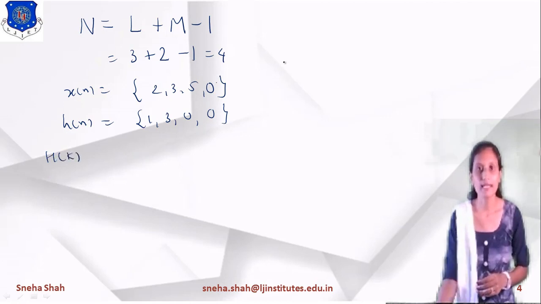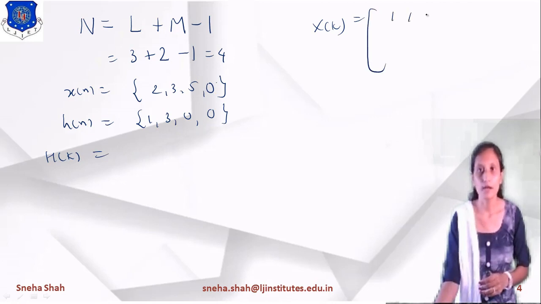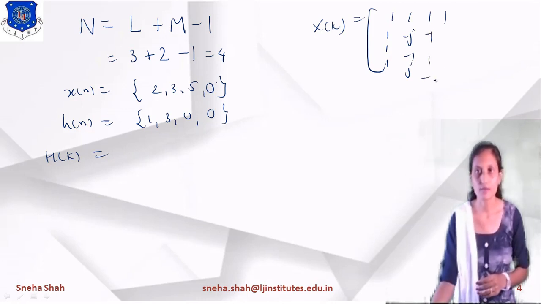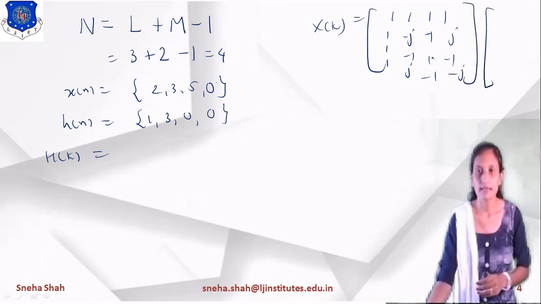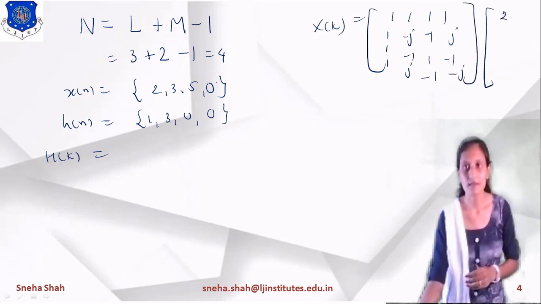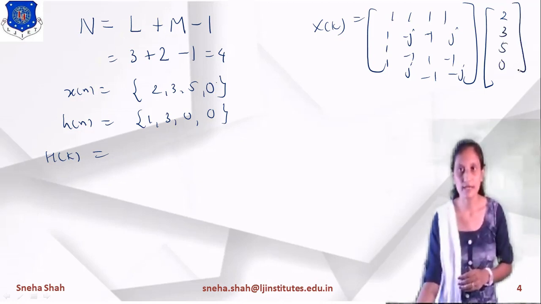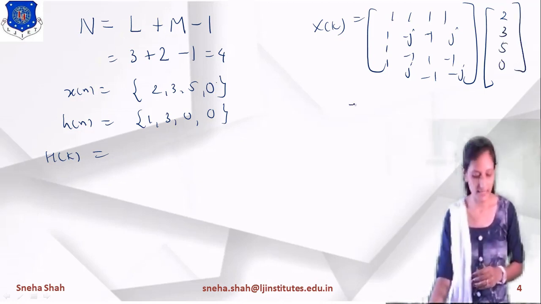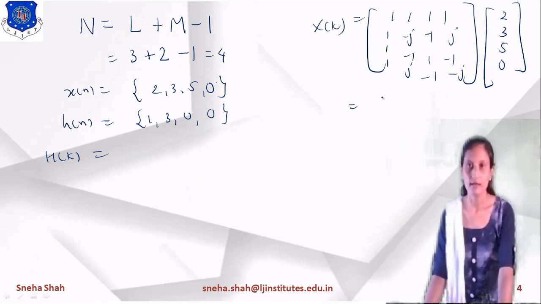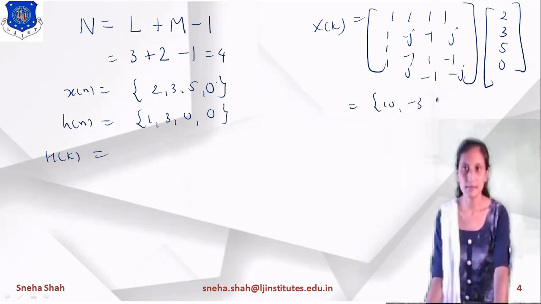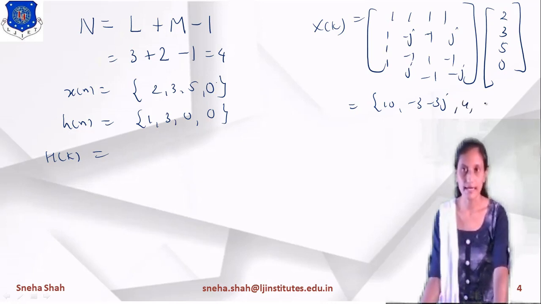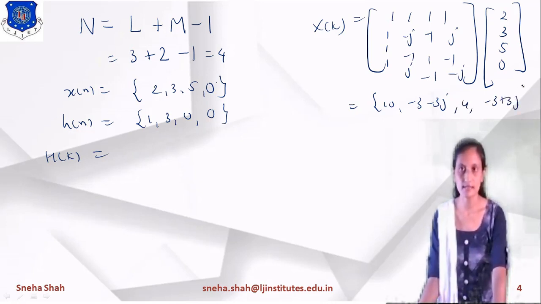Now if I am finding x of k and h of k, then what will be the terms? The twiddle factor matrix is 1, 1, 1, 1, 1, minus j, minus 1, j, 1, minus 1, 1, minus 1, 1, j, minus 1, minus j. This will be multiplied with x, where the value of x equals 2, 3, 5, 0. If I am solving this, then the answer is 10, minus 3 minus 3j, 4, and the last term is minus 3 plus 3j.